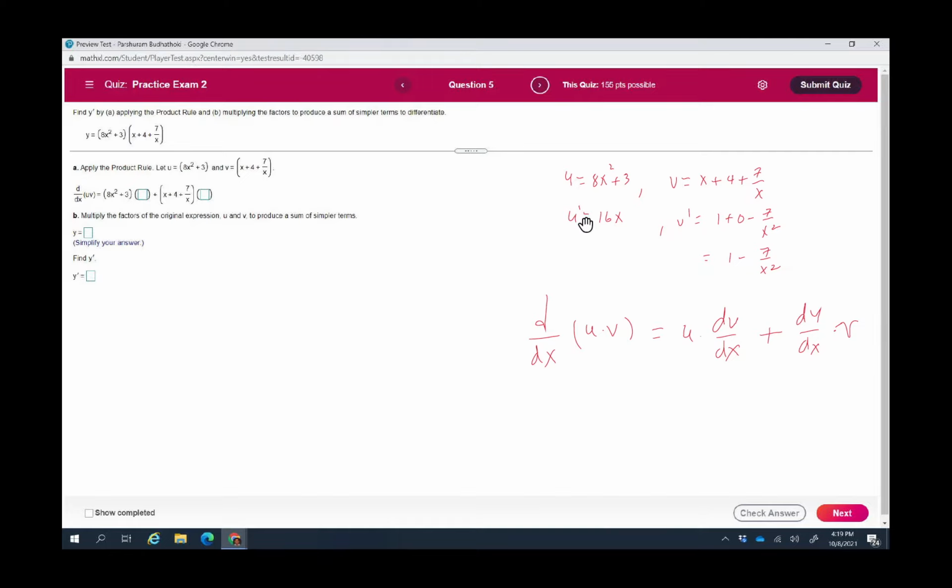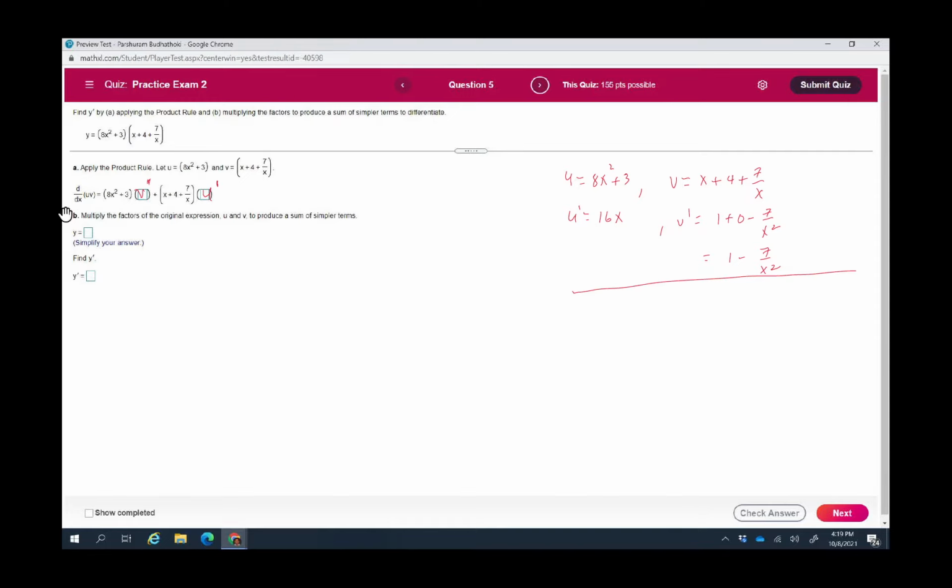So we're going to plug u prime, v prime, u and v into this formula, and that will give us the derivative of this product. u is already given, so we just have to put v prime here and u prime here. So v prime goes here and u prime goes here.